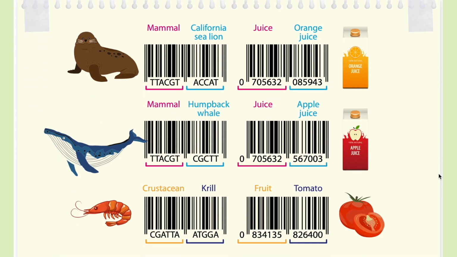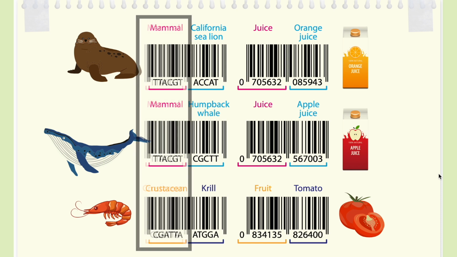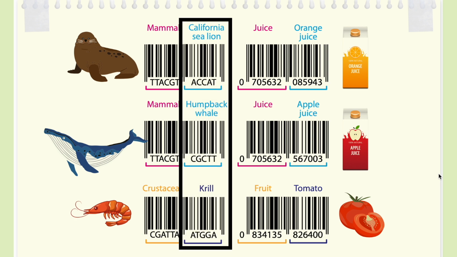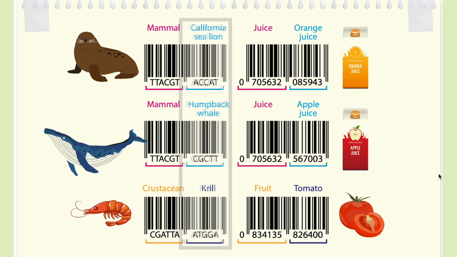Figure 2. We catalog species DNA with barcodes using the same principle as with items in a grocery store. The first part of the barcode, called the conserved region, shows the type, for example, marine mammal or juice carton. The second part of the barcode, called the variable region, shows the exact species, for example, California sea lion versus humpback whale, or orange juice versus apple juice.